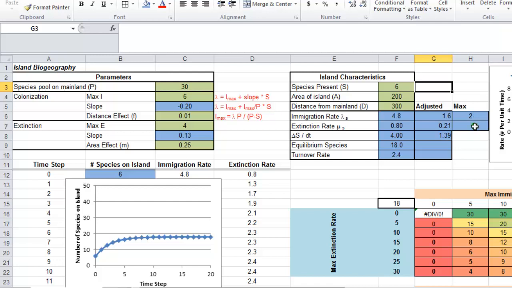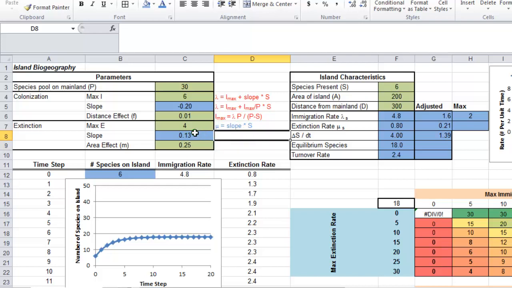Now we need to do a similar exercise for extinction, and let's work through those equations here. We know that the extinction rate originally was computed as the slope times the species present. So let's start by writing that simple equation. Here it is. The extinction rate is a function of the slope times the species present.